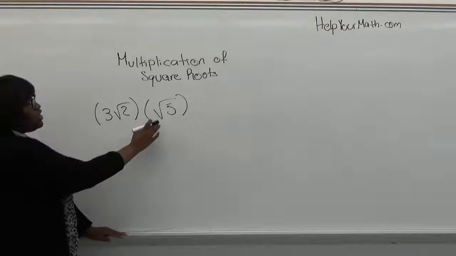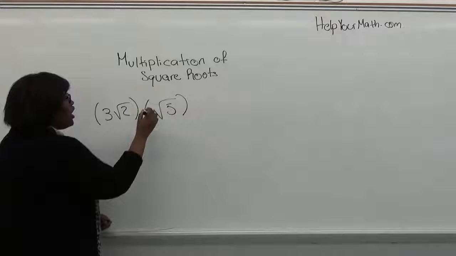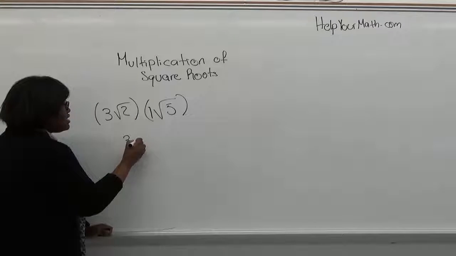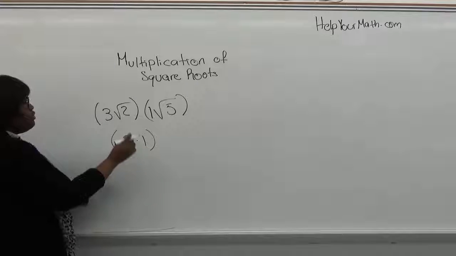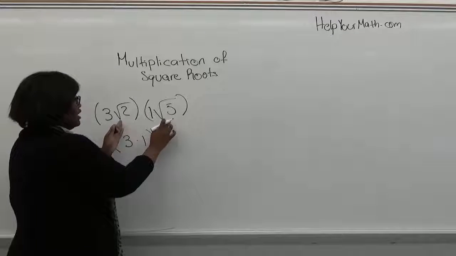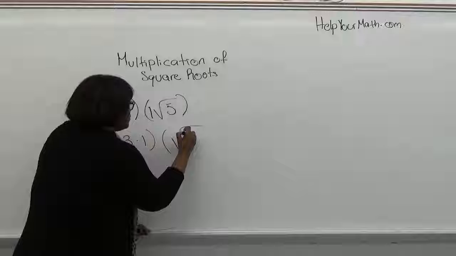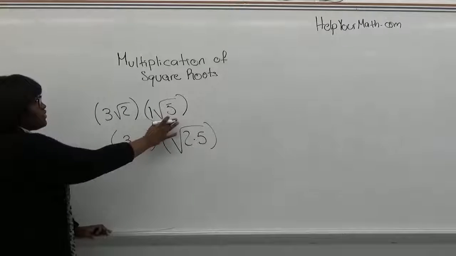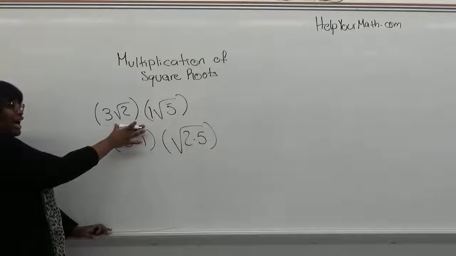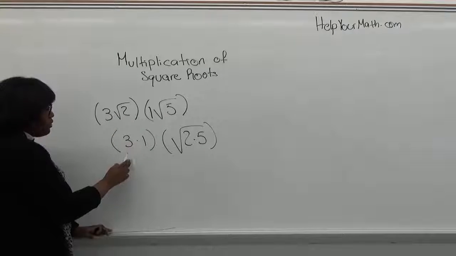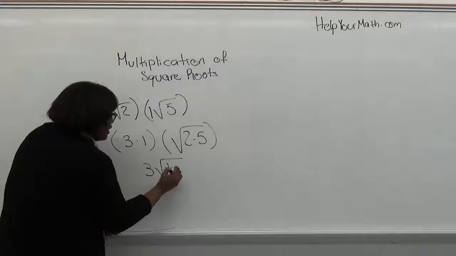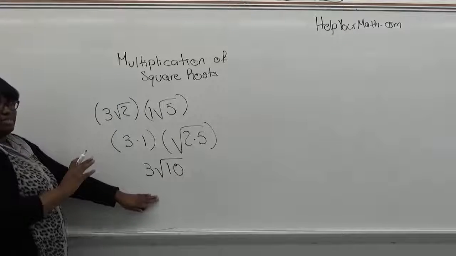In these terms, we know that for radical 5, there is a 1 here. So we multiply 3 times the 1 and we multiply radical 2 times radical 5. We do not multiply 3 times the 5 because it is outside the coefficient. So now this would be 3 times radical 10. That's how we do it.